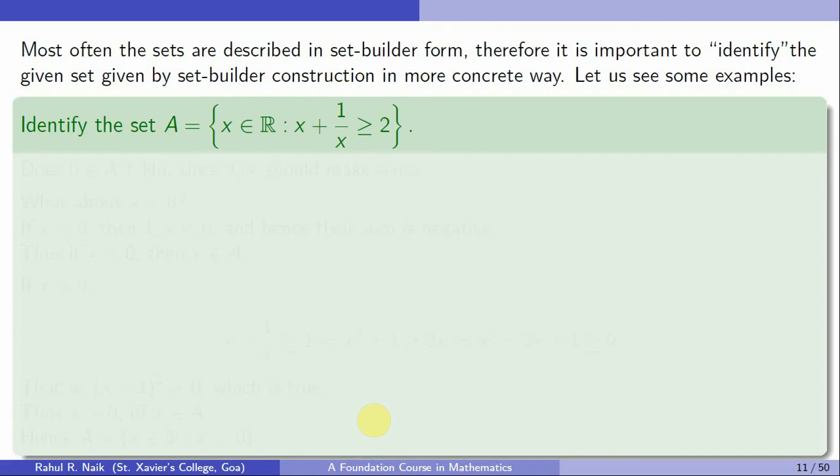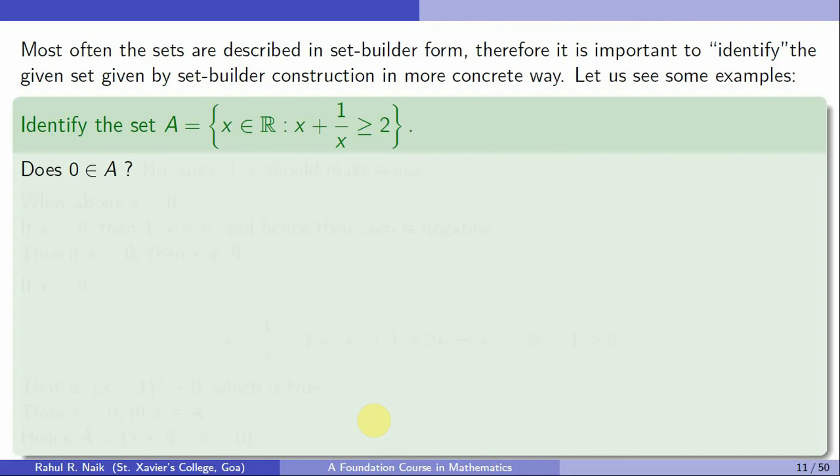So identify the set containing x, a real number, with the property such that x plus 1 by x is greater than or equal to 2. So I'll explore the whole real line. First I'll show that if x is negative, it is not a part of A. So I'll see at x equal to 0, definitely it cannot be an element of A, because 1 by x is not defined. So the only case left is when x is positive: which x will belong to this set A? You have to see that from the property that is given.